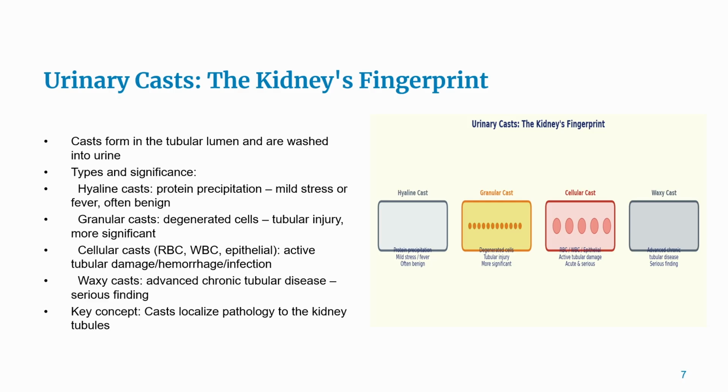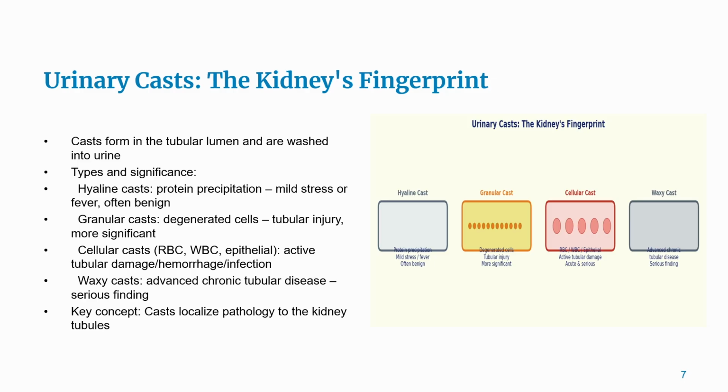Casts are really special and underappreciated. They form inside the kidney tubules when proteins or cells get trapped in the tubular lumen and take on the cylindrical shape of the tubule. So when you find casts in the urine, you know the pathology is in the kidney itself. They're literally shaped by the tubule.